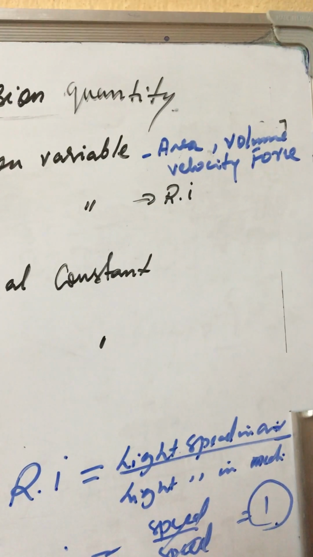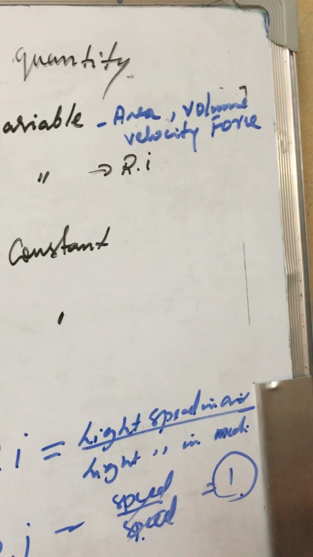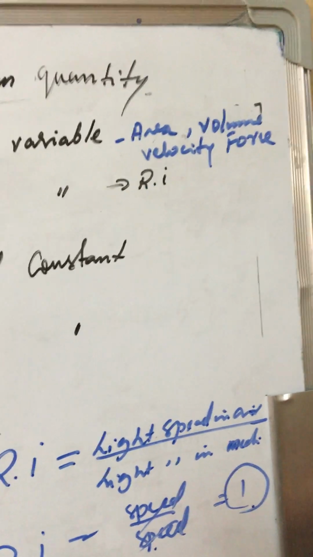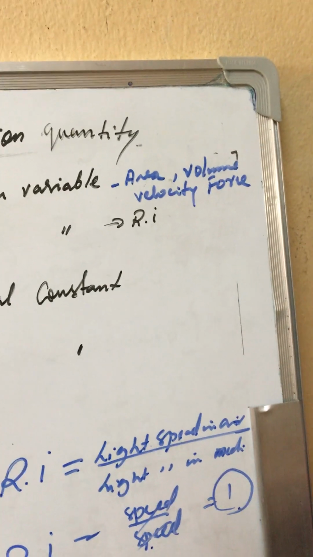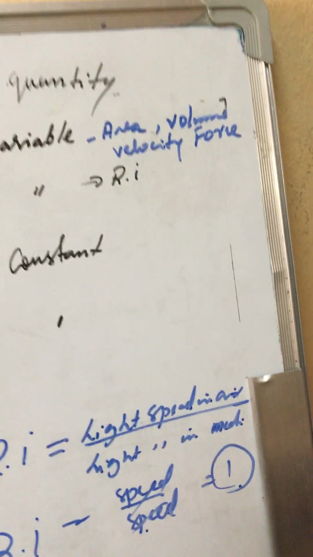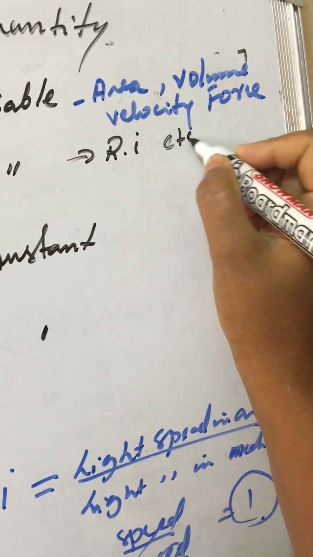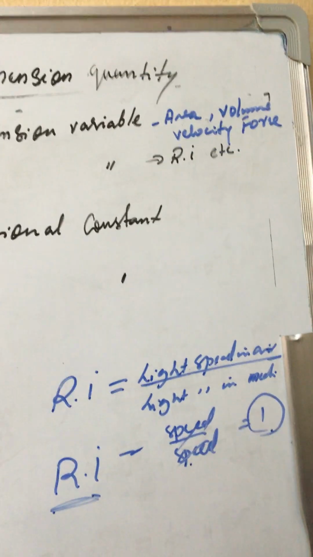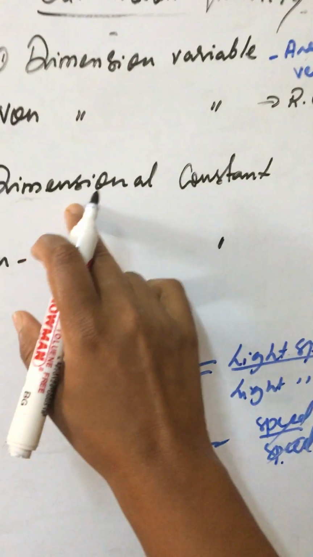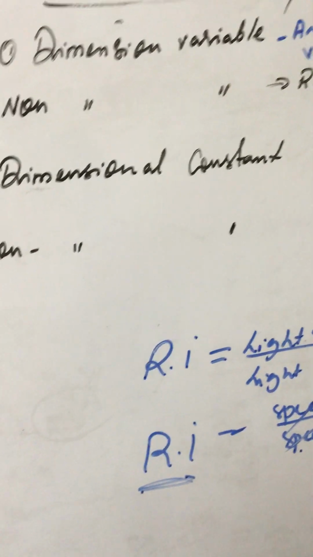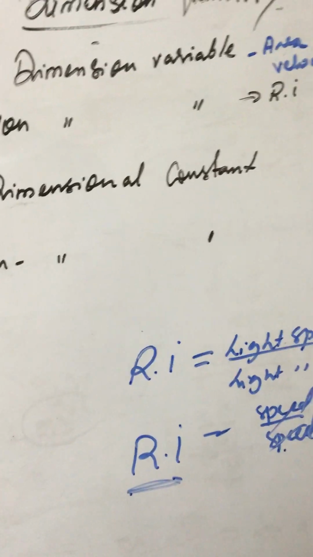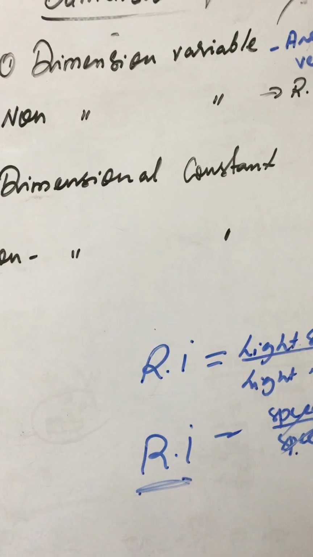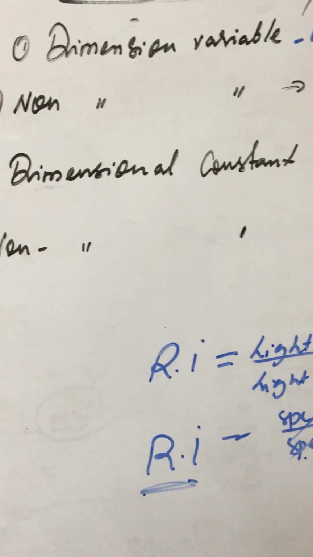You are exposed to refractive index, that's why I discussed it. Later on, in unit number 6, you are going to learn about strain, but that's different. Now, constants. There are some numbers in physics.